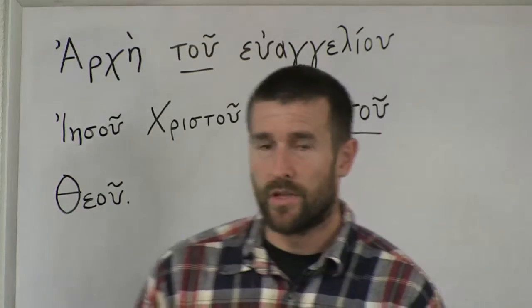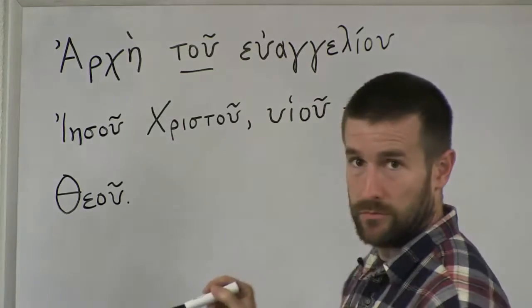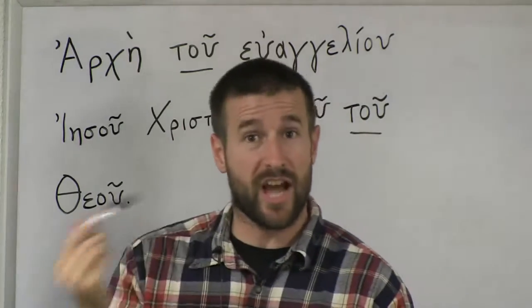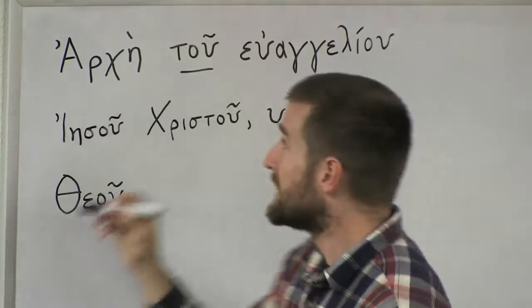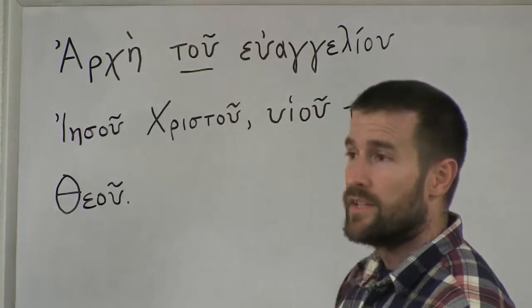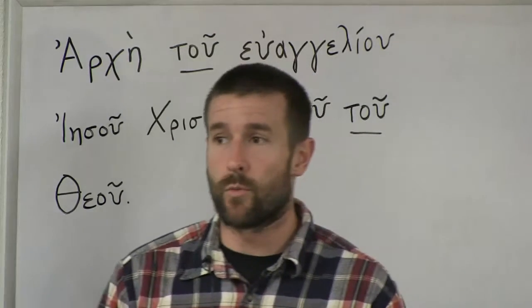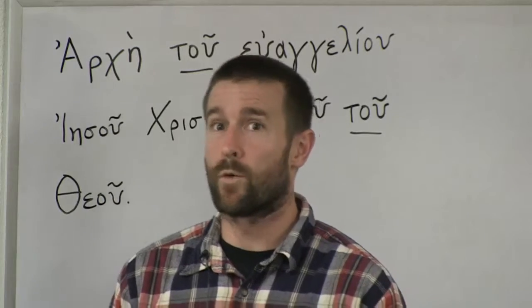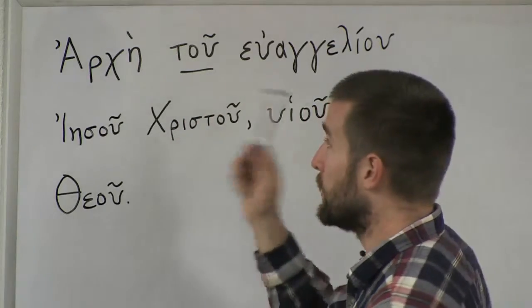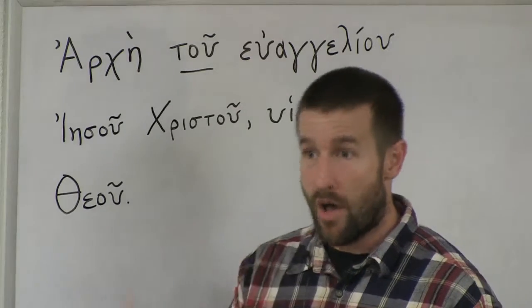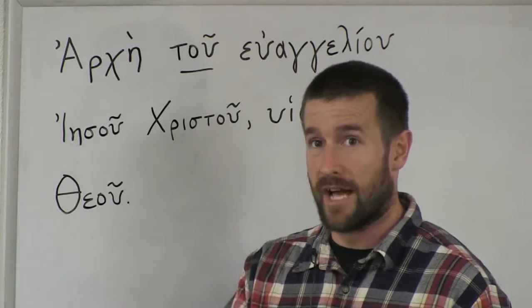So for example, in this verse, it says the beginning of the gospel. Another way of saying this would be the gospel's beginning, because it's the beginning of the gospel. So the genitive case often in English is expressed with the word of or the word from. In the English verse, Mark 1:1, there are a lot of ofs. The beginning of the gospel of Jesus Christ, the Son of God.